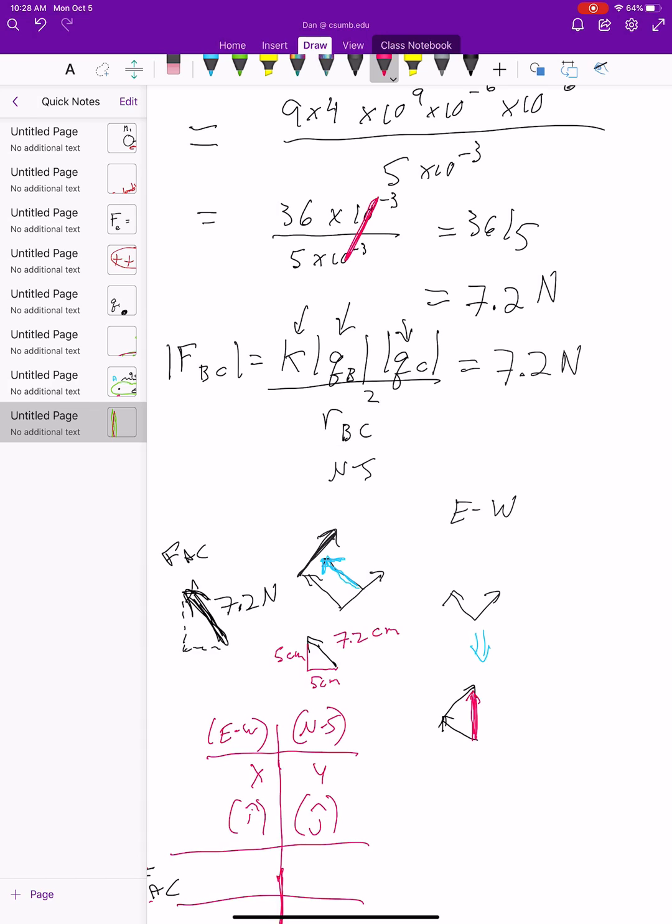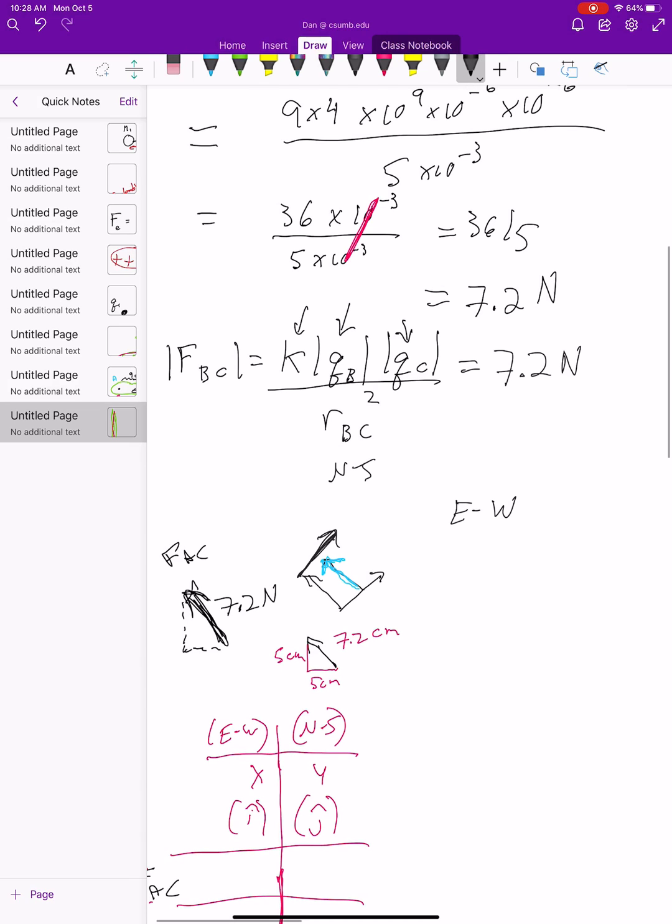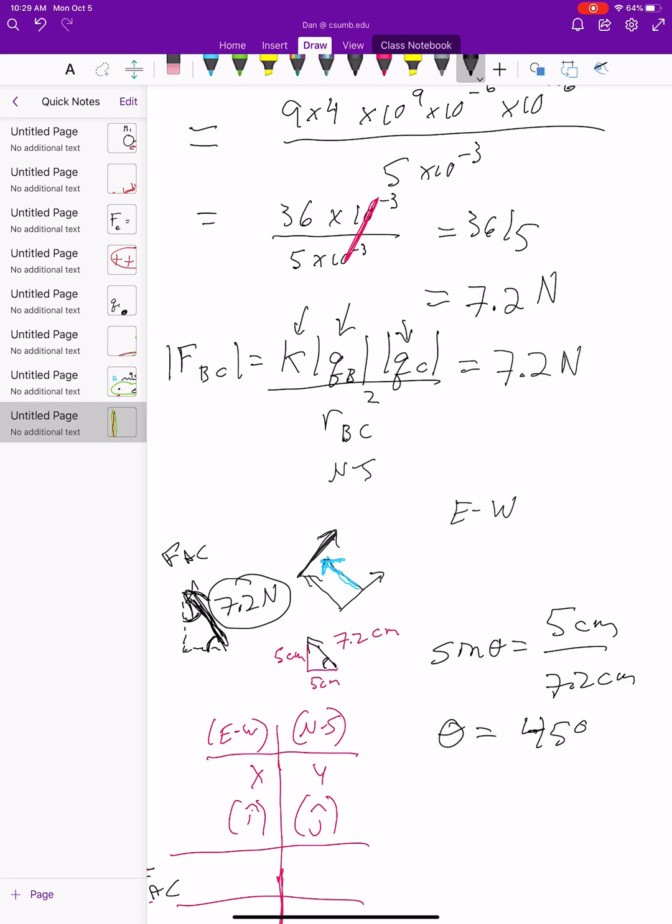And we could use SOHCAHTOA to figure out this angle right here, because the sine of theta is equal to the opposite side, 5 centimeters, divided by 7.2 centimeters. If you do the math, you'll find that angle is 45 degrees. I encourage you to do it. Take the inverse sine of that, you get 45 degrees. So what that means is the 7.2 newtons is the hypotenuse of a triangle that has a 45 degree angle here and a 45 degree angle there.